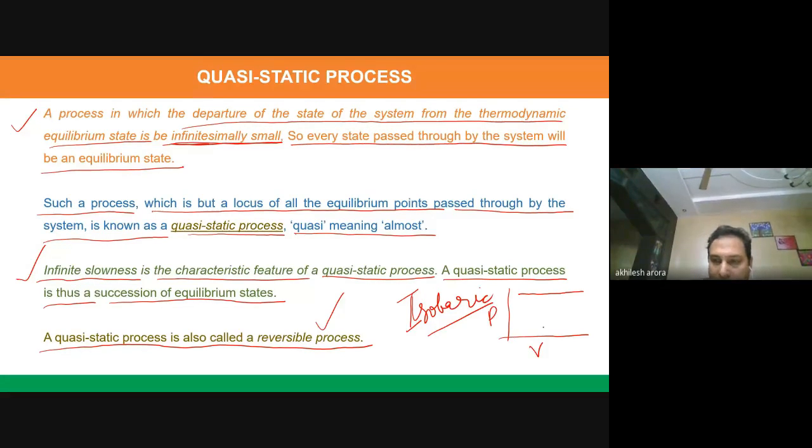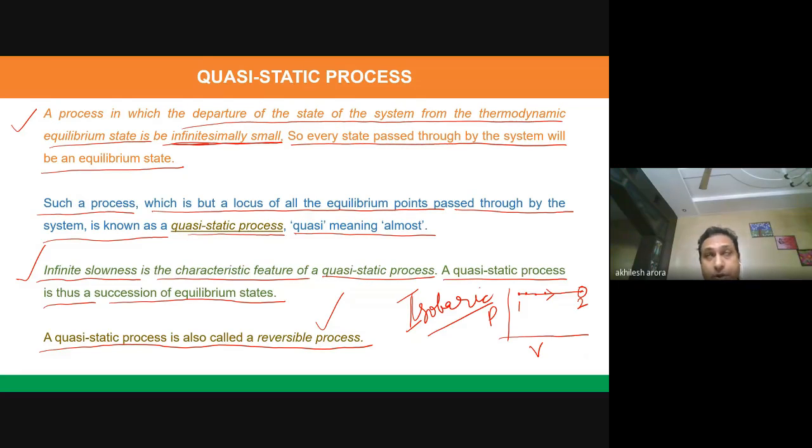Okay, if it is going like this from 1 to 2, then I know that at this particular point the pressure is P, at this point the pressure is P, at this point the pressure is P, and so on. So at each point the pressure is P. Only then is this process a reversible process or a quasi-static process.